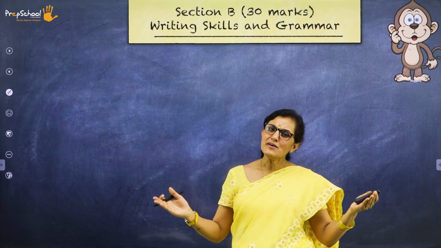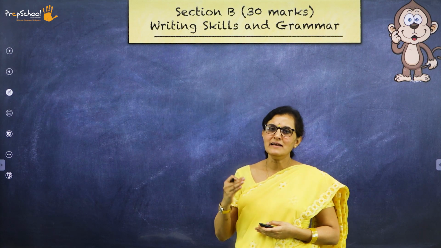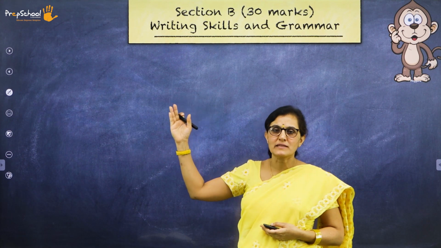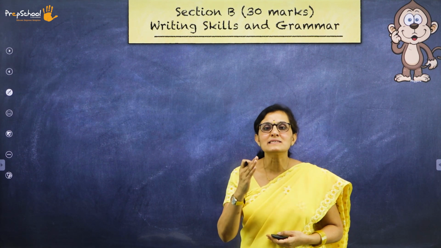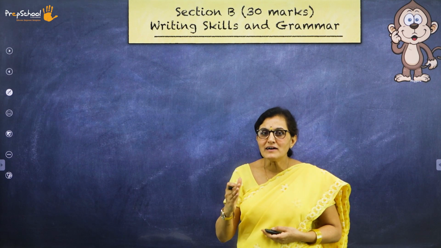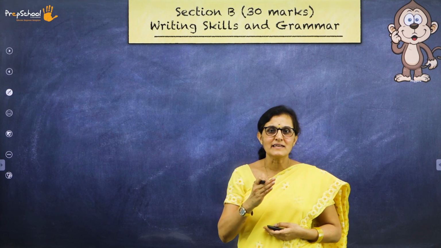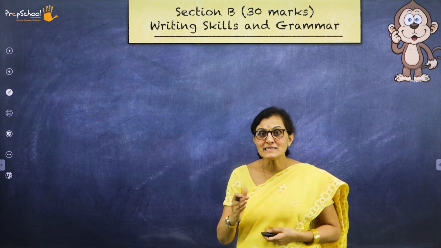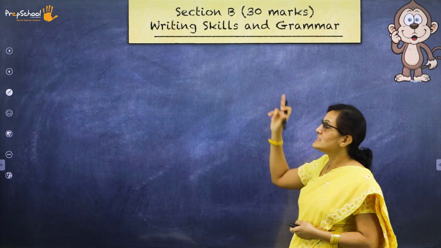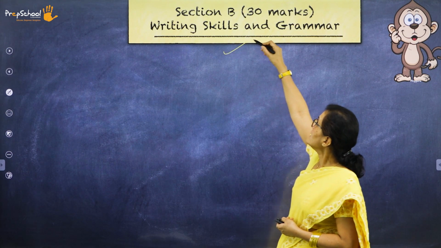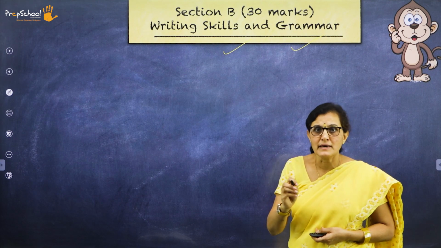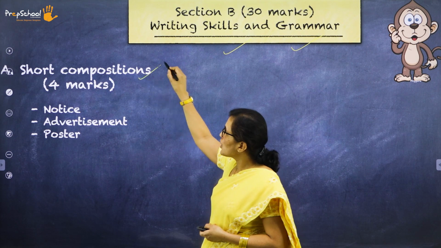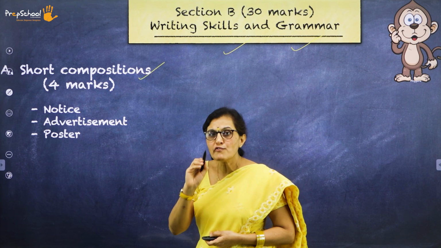Section B is everything about writing skills and grammar. I am very sure that you will be very familiar with this section because, being a CBSE student, you have learned your grammar and writing skills right from smaller classes. So let's see what you have in section B, which is writing skill along with grammar. Now, your first kind of question is going to be short composition. That will be for 4 marks.